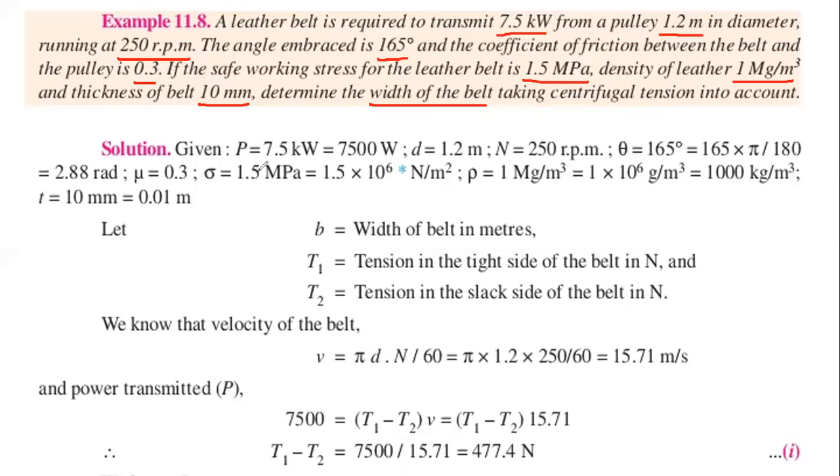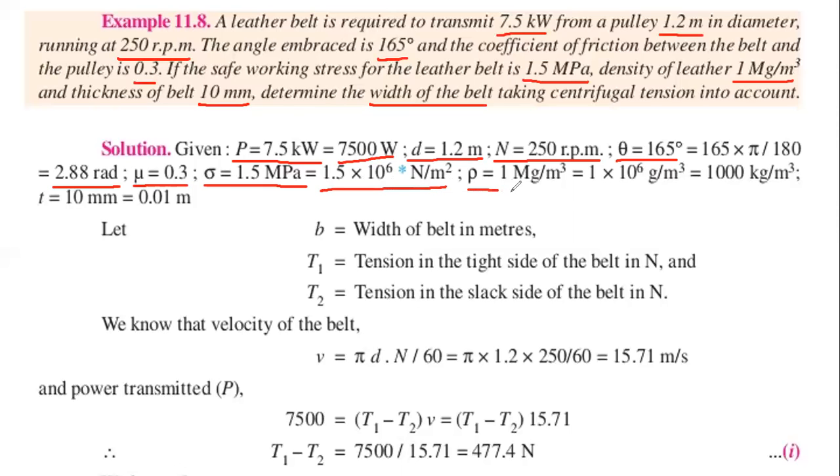Then note down the given input points. So these are the given input points: power is equal to 7.5 kilowatts, that is 7,500 watts, and diameter is 1.2 meters, and we take capital N equal to 250 rpm and theta as 165 degrees. So it is converted into radians, that is 2.88 radians. We use the coefficient of friction, mu equal to 0.3, and the stress is given as 1.5 megapascals. By converting it to newton per meter square, it is 1.5 into 10 power 6.